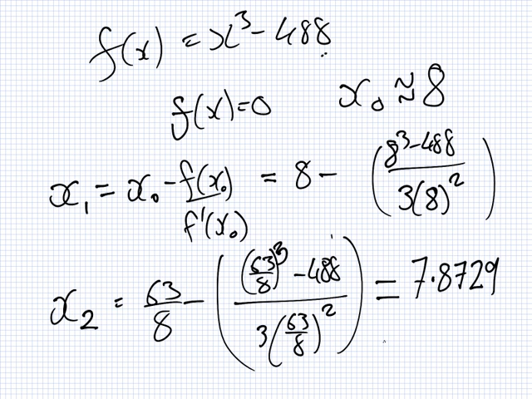7.8729. So, did you say 3 or 4 in the question? 7.873. This is to 4 significant figures then.